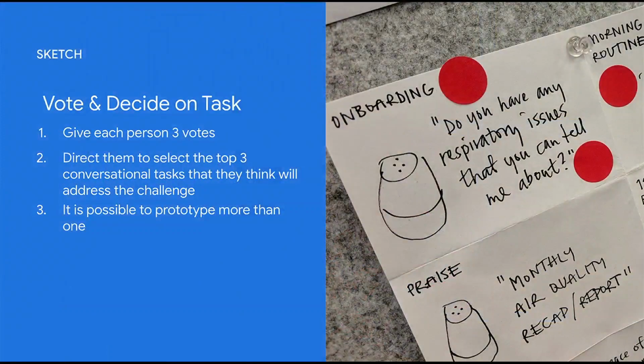Then, as a team, you'll decide which one of these tasks are we going to test. And you're really limited by the length of time of the user test. A traditional usability test is about 45 minutes, so you'll look at how long is this task. You might be able to prototype 3 tasks if they're relatively short, but you'll work back from that limitation.